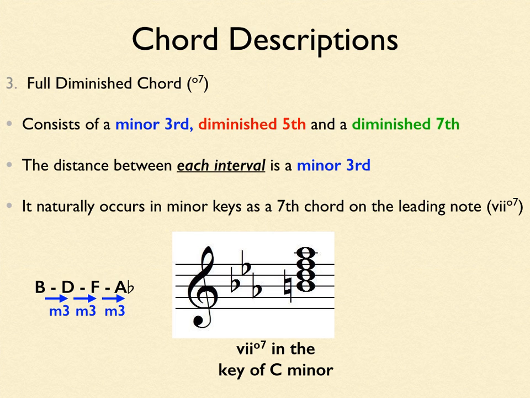So it's going to be based on that B natural. And the distance between that B and the D above it is a minor 3rd. Between the D and the F is a minor 3rd. And between the F and the A flat is a minor 3rd. Okay, so that's one way of looking at it.